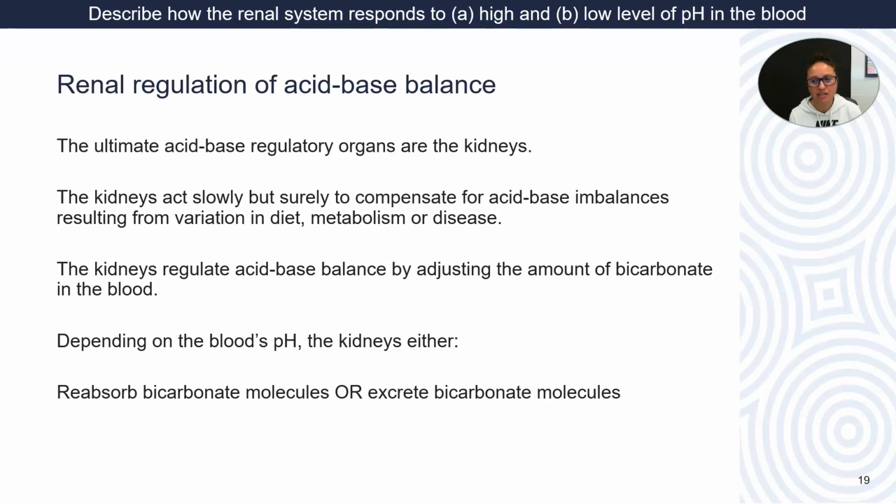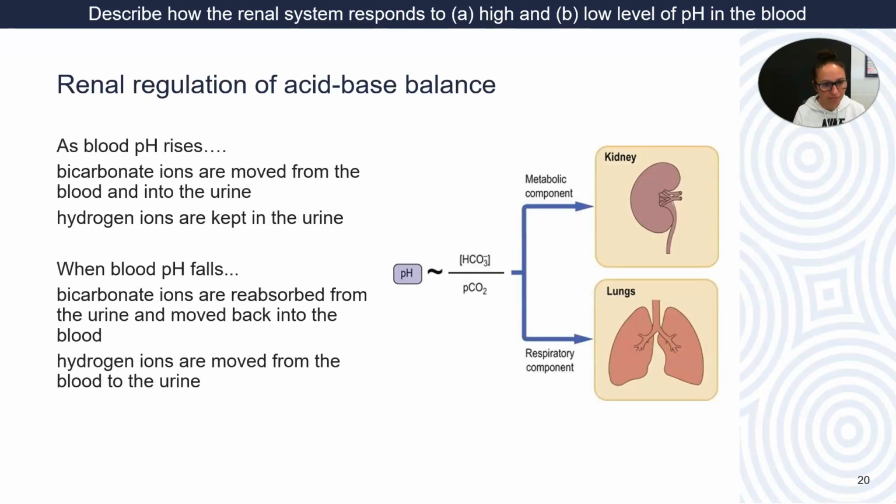Now, the way that they help us out is by manipulating bicarbonate ions in the blood. So the kidneys can either reabsorb bicarbonate molecules or excrete. So the kidney either grabs bicarbonate molecules from the urine, puts them back into the blood, or grabs bicarbonate molecules from the blood and puts it in the urine to get rid of it, okay?